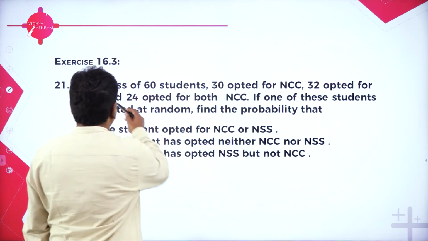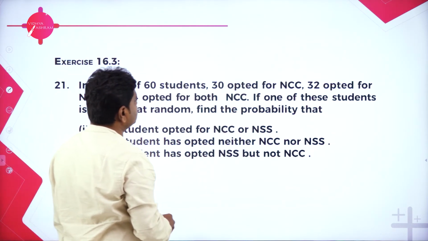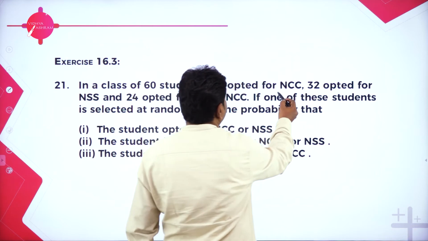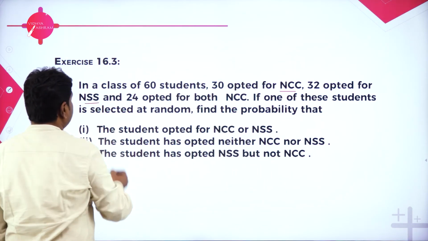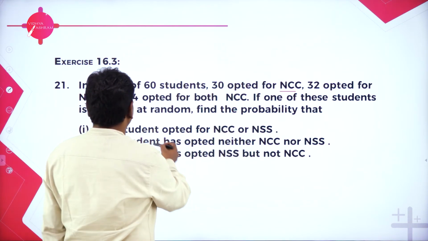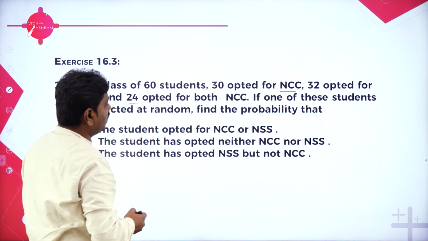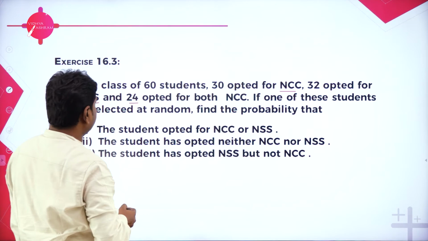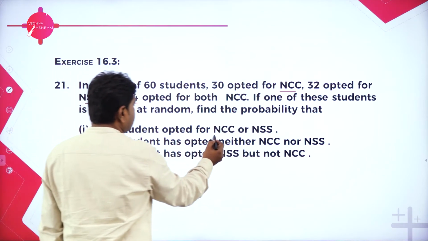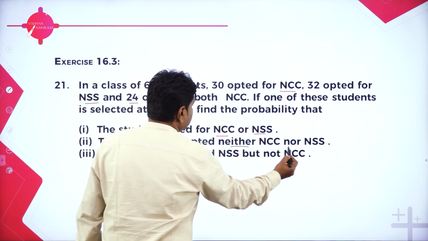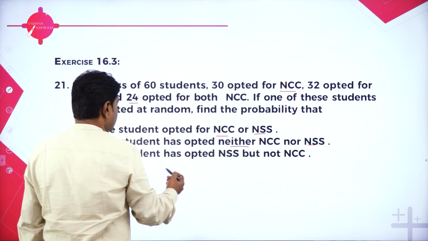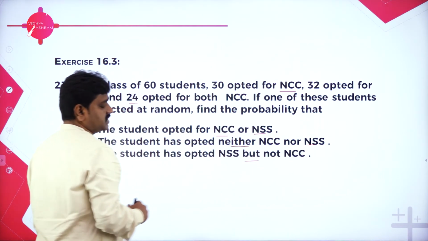Then in a class of 60 students, 30 opted NCC, 32 opted for NSS and 24 opted for both. This is given. If one of these students is selected at random, find the probability that the student opted for NCC or NSS, and student opted neither NCC nor NSS, and student opted NSS but not NCC.